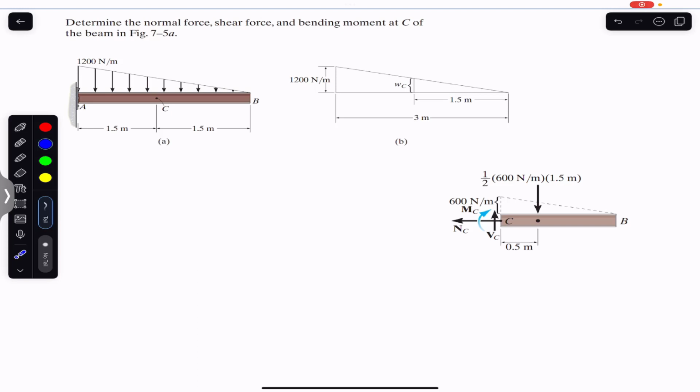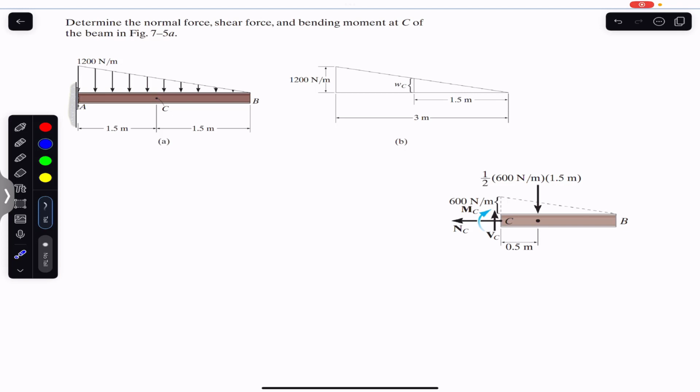Now we are going to solve this problem which says: determine the normal force, shear force and bending moment at C of this cantilever beam. We are given this beam and the distributed load at point A is 1200 Newton per meter, and we are asked to find the normal force, shear force and bending moment at this point C.